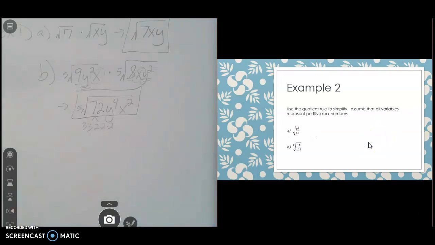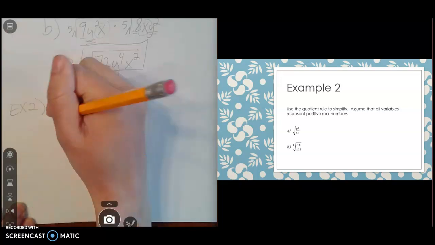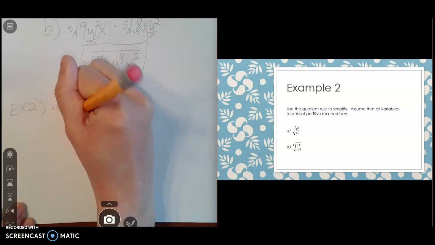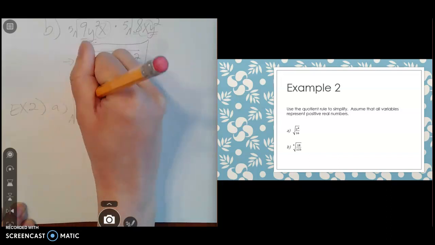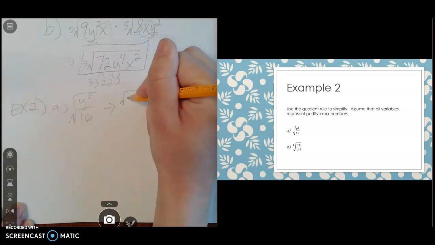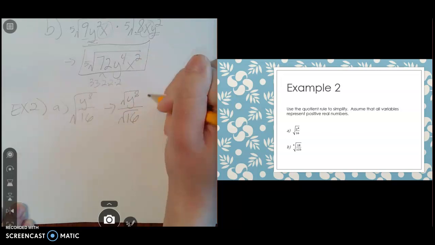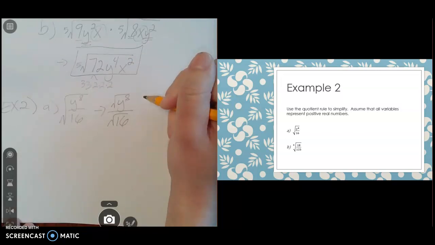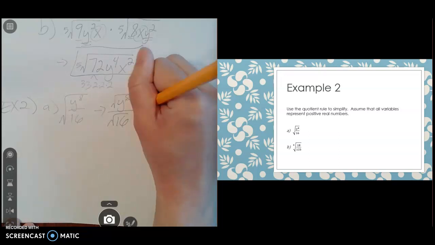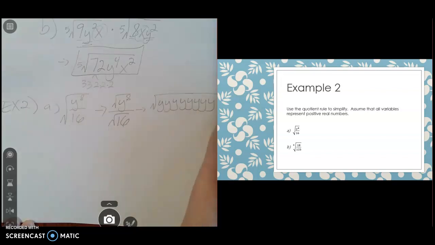All right, how about some division? In example 2, the first one is the square root of y to the 8th over 16. So what we can do is just take the square root of each one individually. So I'll have the square root of y to the 8th, and I'll take the square root of 16. So y to the 8th, that's 8 y's multiplied together. Sometimes it just helps to expand things out and see what you've got. So 1, 2, 3, 4, 5, 6, 7, 8. There's 8 y's multiplied together.